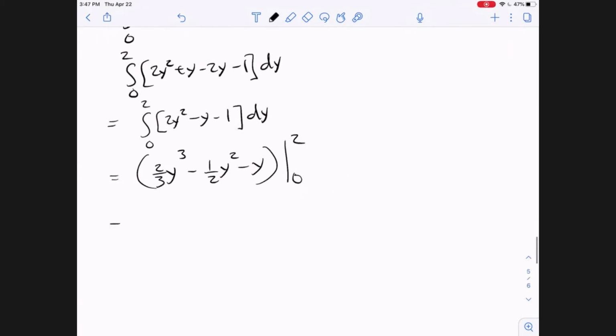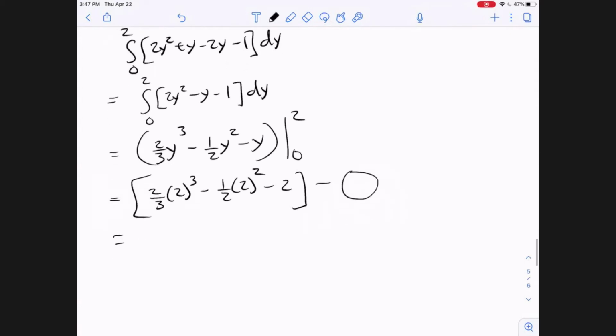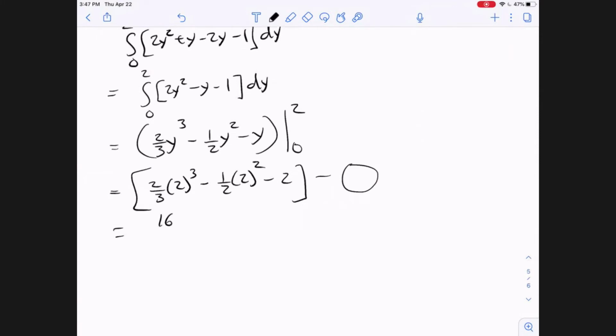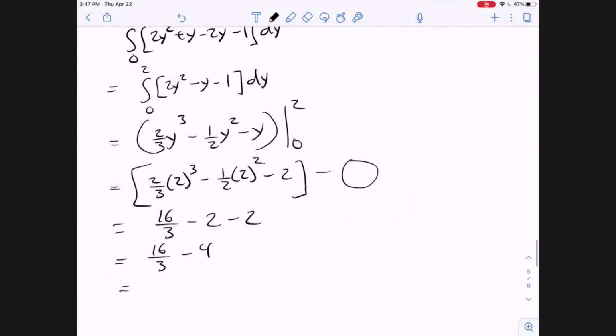Now plug in the top number, 2, minus plugging in the bottom number 0, which is just going to be 0 for all of them. So 8 times 2 is 16 over 3, minus 4 over 2 is 2, minus 2. So you got 16 over 3 minus 4, which is 16 over 3 minus 12 over 3, which is 4 over 3. Did you guys get 4/3?